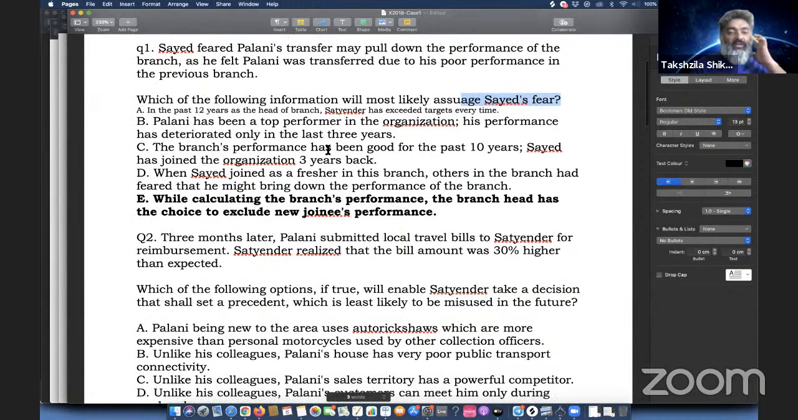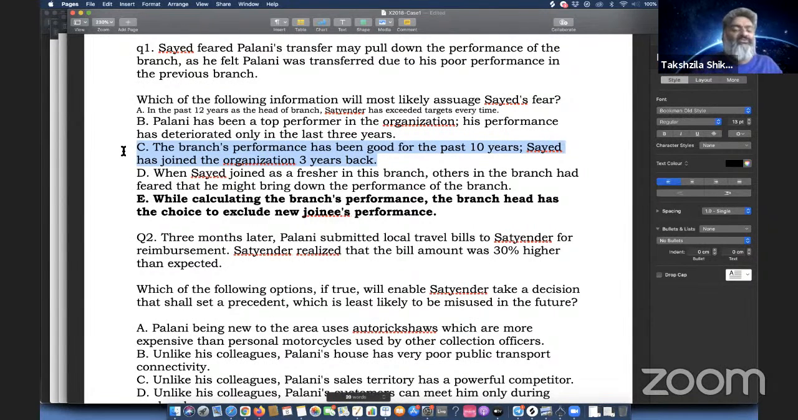Option B. The branch's performance has been good for the past 10 years. Saeed has joined the organization 3 years back. What does this tell me? Nothing. Again, the same problem. The branch's performance has been good, Sayyed has been there for 3 years. So it is kind of saying, no, Sayyed, you are not the one responsible for all the great performance. But the question wasn't that. Sayyed is fearful that this new guy will bring down the performance. That the past performance has been great doesn't tell me anything about the future performance with this new suspect guy who's not a good performer.